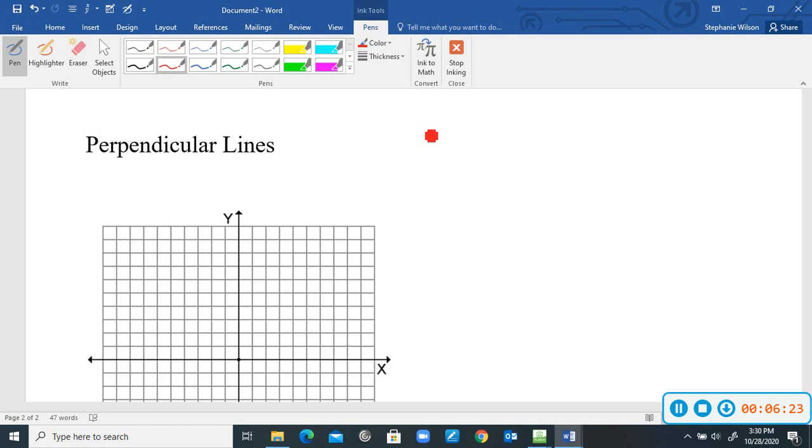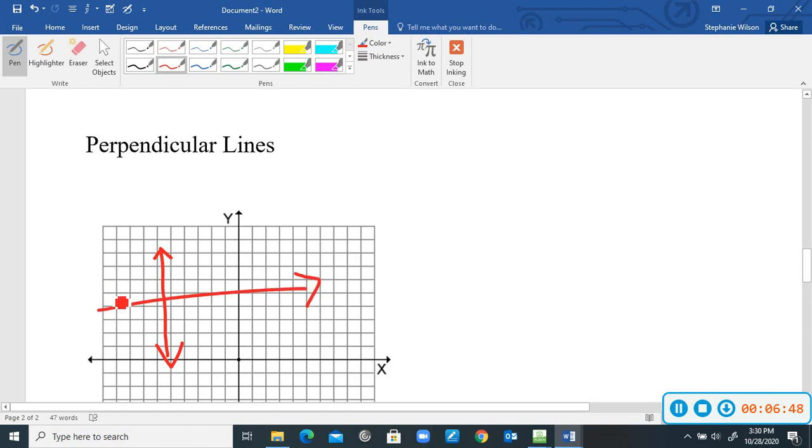But the point is that whenever we talk about perpendicular lines, we are talking about lines that have a 90-degree angle between them. So we have this line here. Whoops, terrible drawing. Let's fix that. We have this line here that intersects with another line.